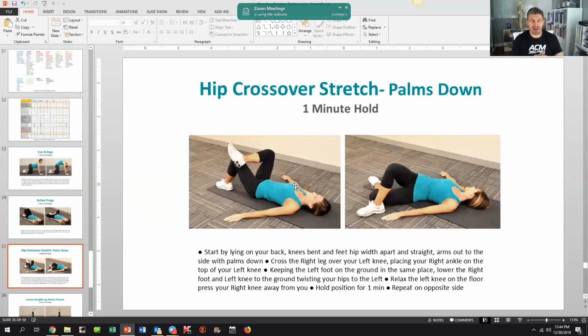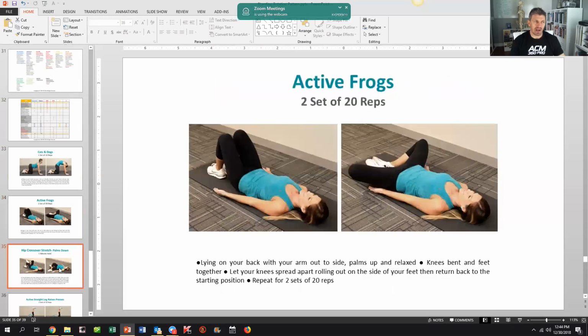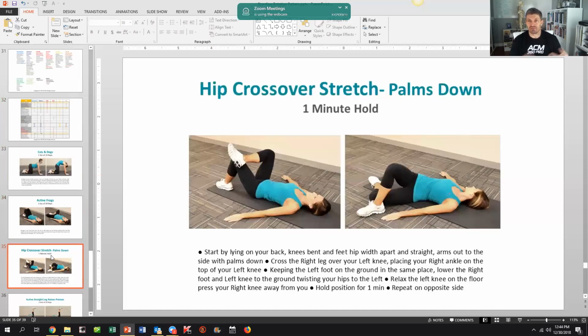And sometimes I'll have them alternate through this. I'll have them go through active frogs and hip crossover, back to active frogs, back to the hip crossover. I may even do it 3 times just to start getting symmetry established and understanding what the body's doing.